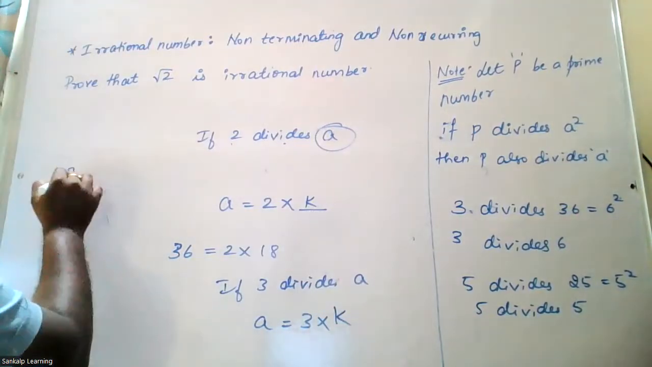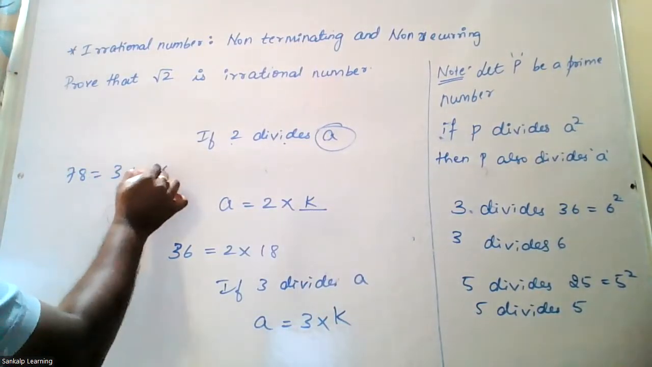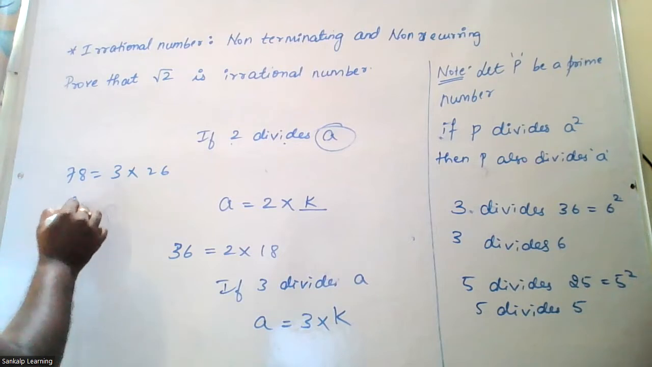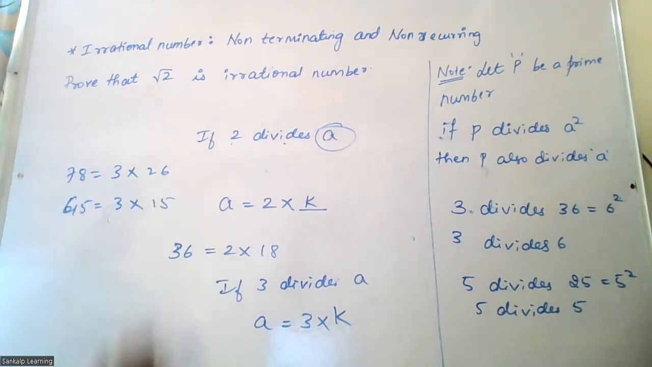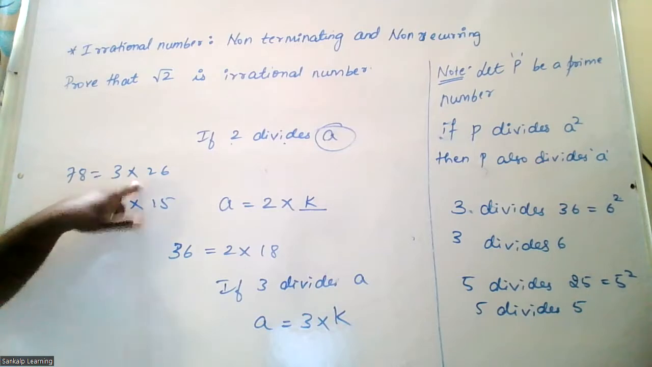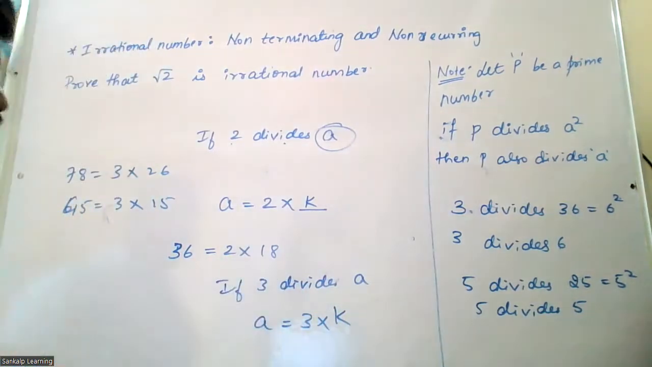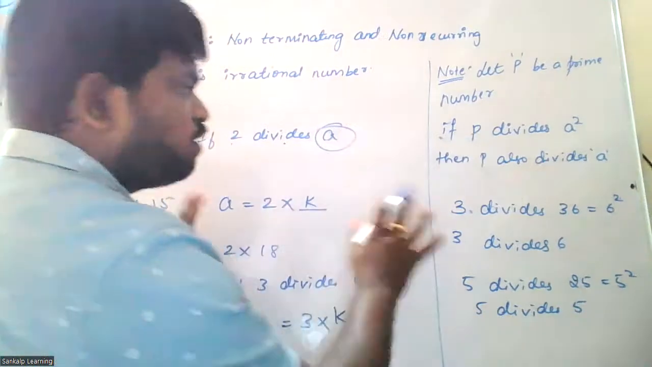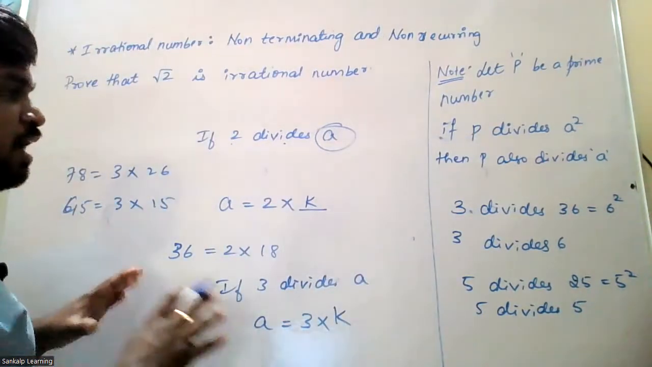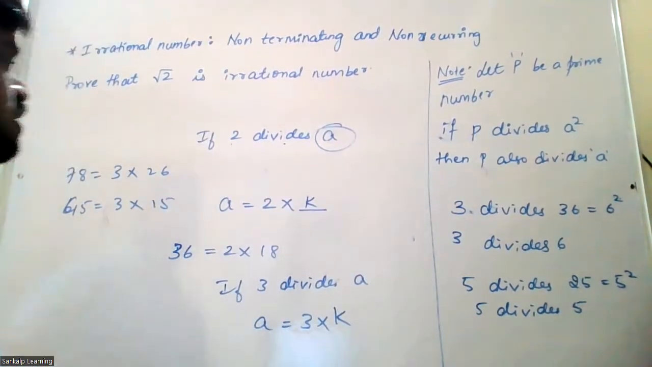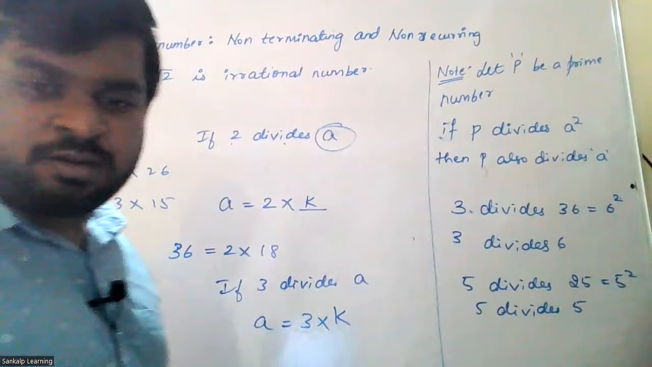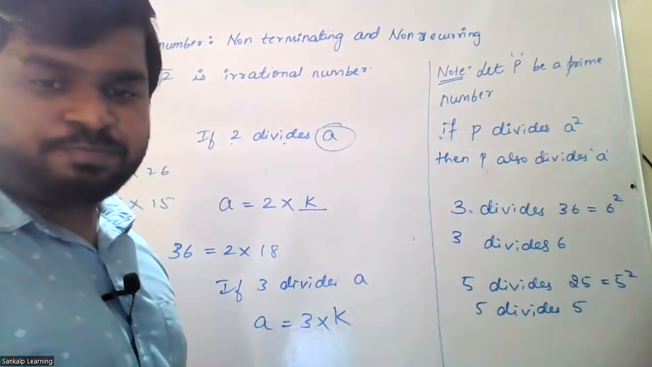For example, what did I do? 78 can be written as 3 into 26. 45 can be written as 3 into 15. So these numbers are divisible by 3. If they are divisible by 3, then 3 into something. Here we don't know what that something is, so we have taken it as K. Okay. If you have understood these two things properly, it's very easy to understand the proof of this irrational number. So let's focus on that.